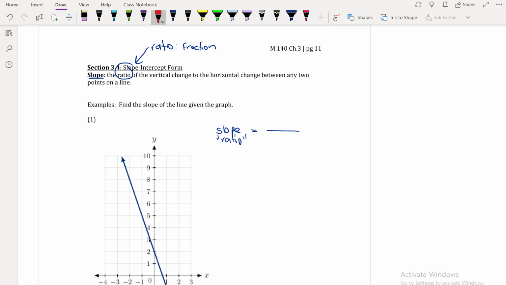I'm going to compare the vertical change to the horizontal change. So my numerator here would be the vertical change. The vertical change is considered going up and down. And then we also have the horizontal change. In the horizontal change, we can think of what we mentioned, the horizon. So I have my up and down and I have my left and right.